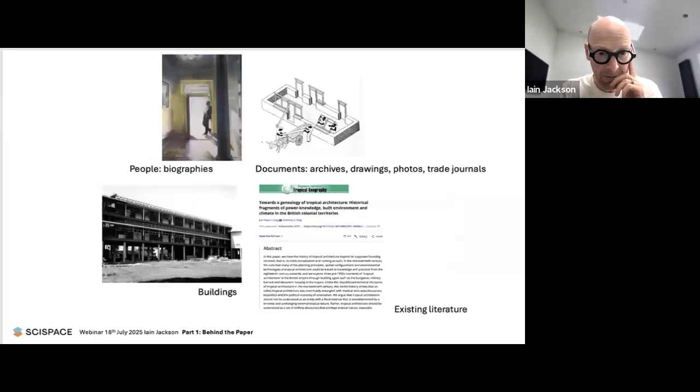So how did I write the paper? Well, there are 4 sections, really. There are 4 elements that enabled me to pull together this narrative. It was a paper about a particular architect, so there was a sense of biography in there. There was the buildings themselves, which we could photograph and record, and buildings are kind of texts, you can read them in a way. There's the archival information, so drawings, photographs, trade journals, and other documentation. And then there's the existing literature. So these 4 elements were what I was gradually pulling together, orbiting the topic.